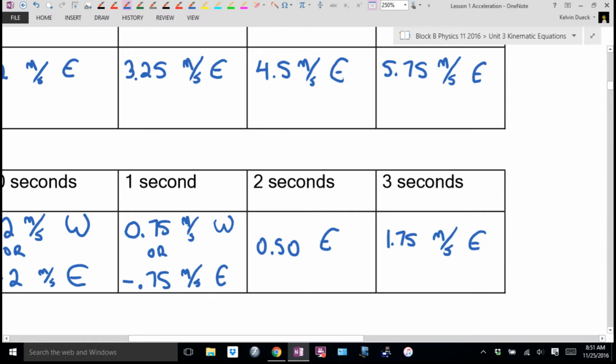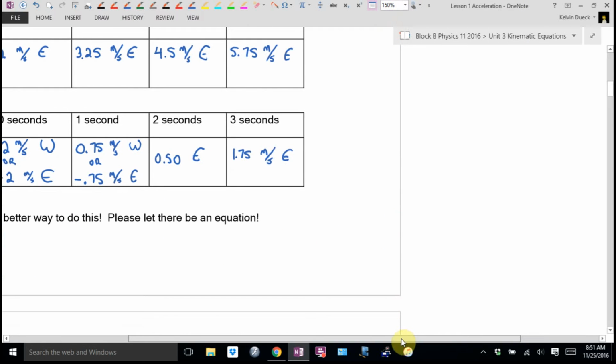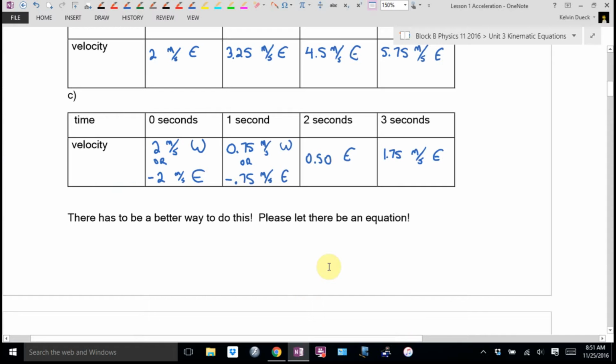What about after 25 seconds? Do I have to fill in the next 24? Oh, I hope not. So I wrote here, there has to be a better way to do this. Please let there be an equation. There is. Probably the equation that most of you will end up memorizing because you'll use it probably 400 or 500 times during the year.